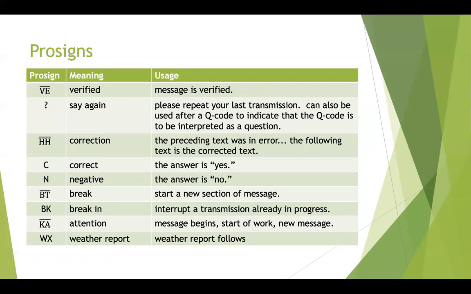BT is break, which basically means I'm going to start a new section of a message. BK, and here BK does not have the overbar, so it's actually said as B followed by K, stands for break. Try to interrupt a transmission already in progress. KA is the attention signal. It means the message begins, or we're going to start sending a string of messages, or I'm going to send a new message or something like that. I'm basically saying, hey, here comes a message, pay attention.